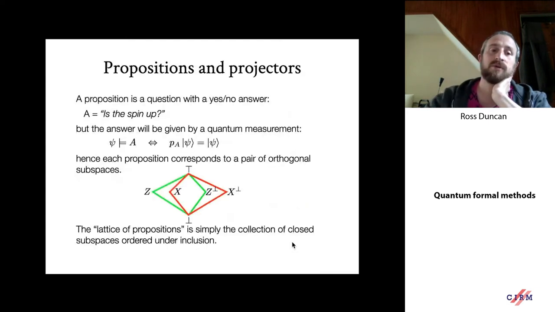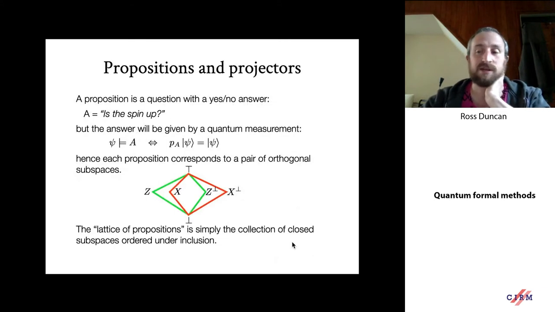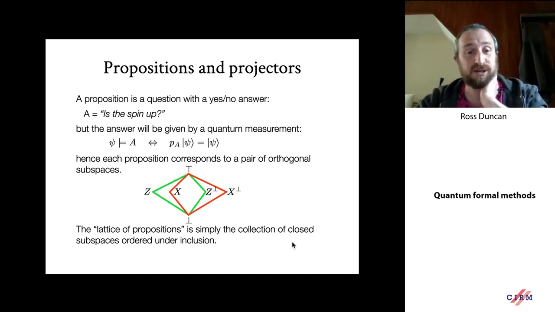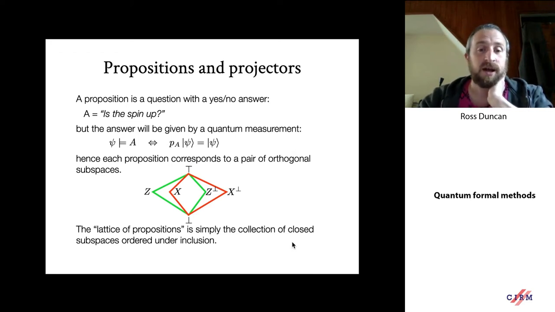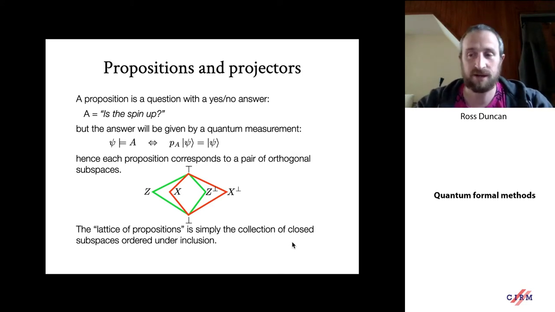So for example, a valid proposition would be, is the spin up? And then I have a nice measurement that I can do to measure the spin, and it'll tell me if the spin is up or not. So I've got an eigenspace for that measurement operator. And then the lattice of propositions is the collection of the closed subspaces of the Hilbert space ordered under inclusion. And we're making a simplifying assumption here that every closed subspace is a valid proposition.